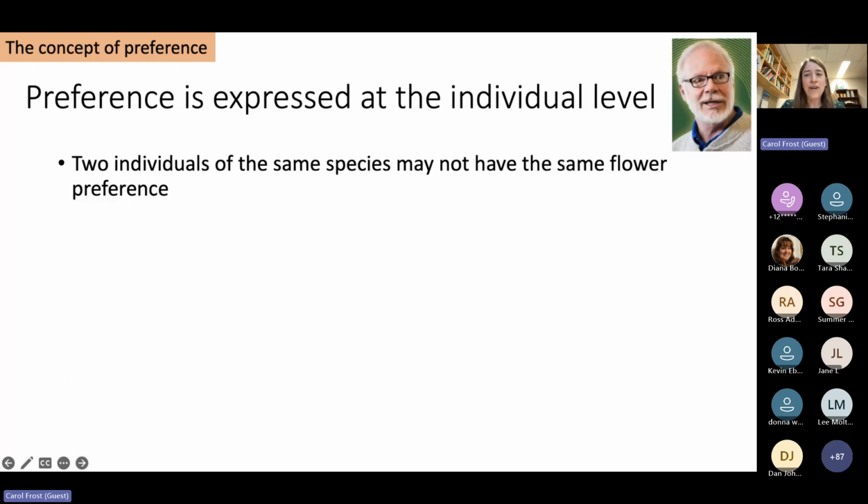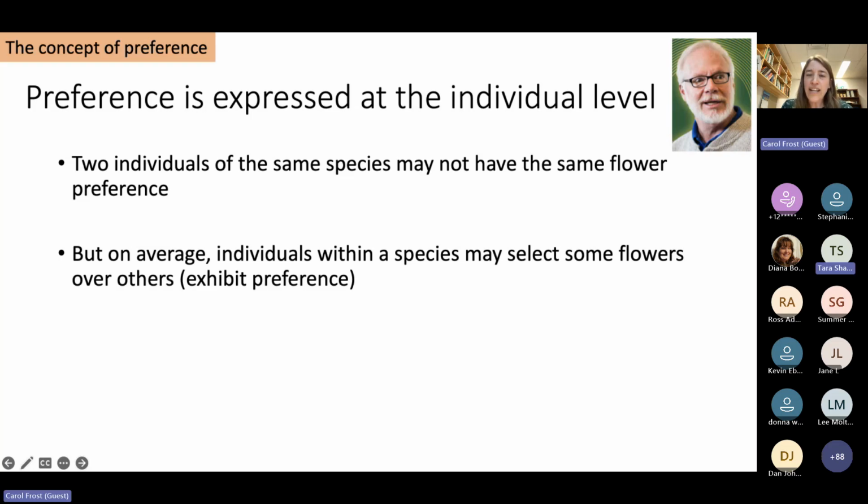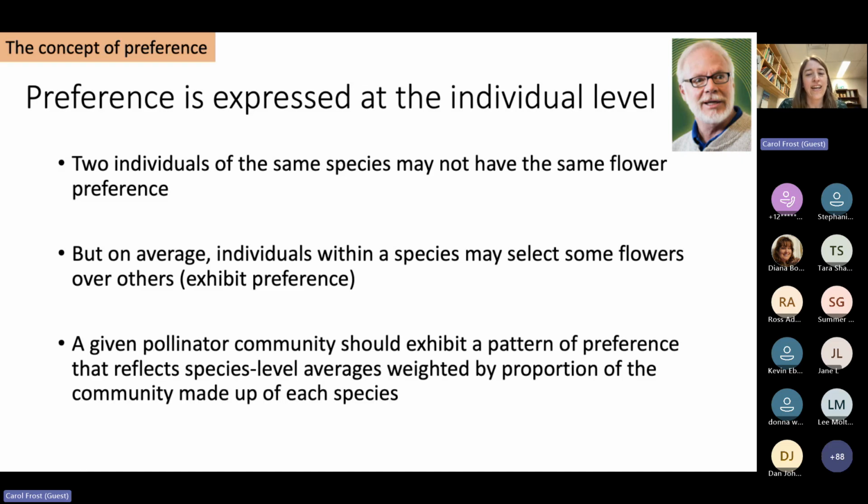Okay, now here's where it gets complicated, and I've put John Acorn's photo here because discussion with him has really, he's really been interested in discussing this. Are we getting this conceptually right? So preference is expressed at the individual level. It's an individual insect that chooses a flower. 2 individuals of the same species may not have the same flower preference. They may want to visit different flowers. But on average, individuals within a species may select some flowers over others, which we would interpret as exhibiting preference.